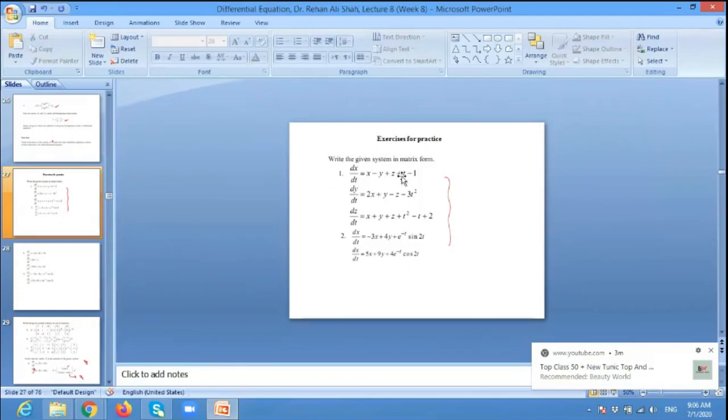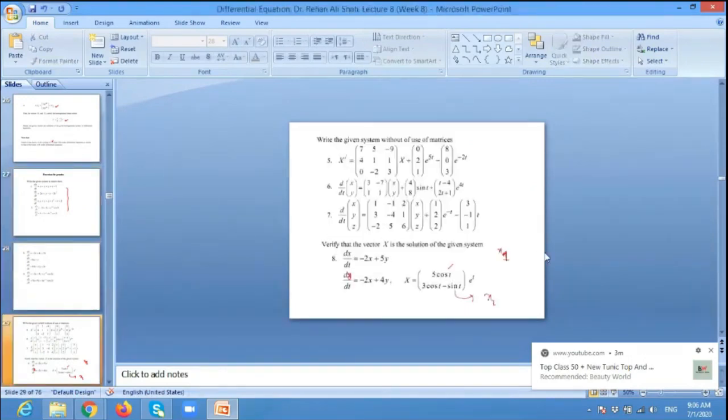Now this is for practice. Write the given system in matrix form. This is 1 and this is 2. This is 3, 4. Write the given system without the use of matrices. So from matrix form, convert it into the first order system of equations. If you have a matrix form, how do you convert it into a system of equations? This is easy, I think.